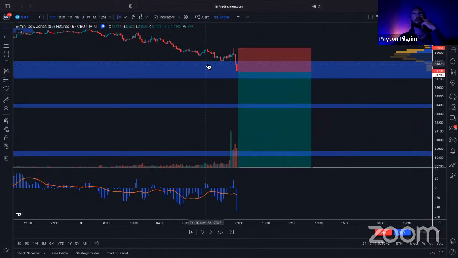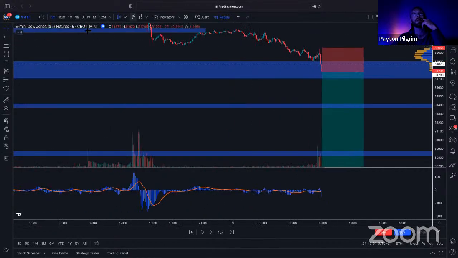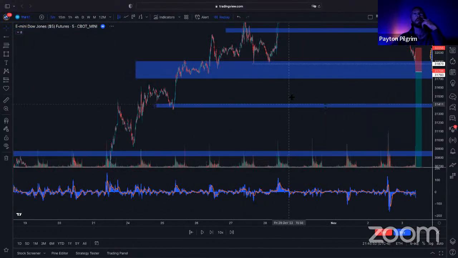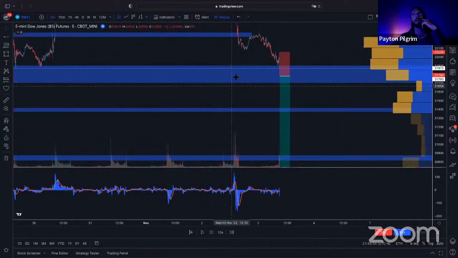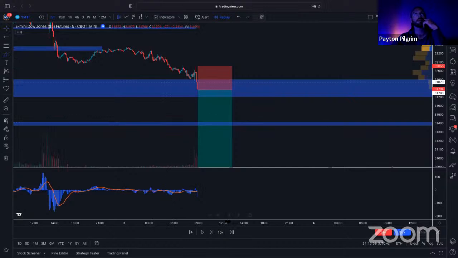It did break these lows. This is the lows right here. But it broke over here. So let's just see what happens. I'm a little against it though, because of my divergence experiences, but we'll see what happens.